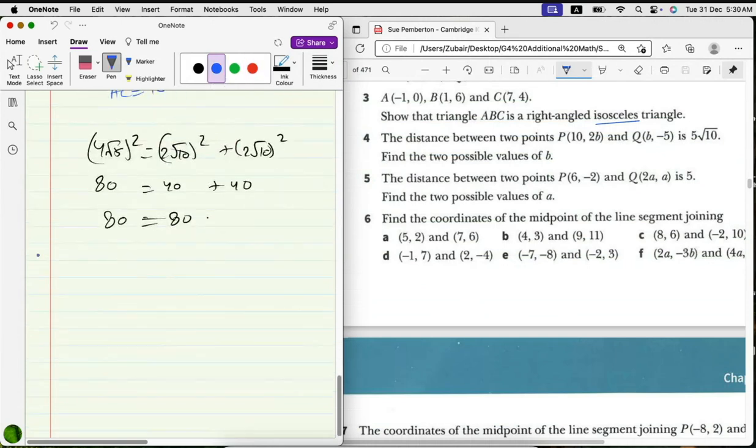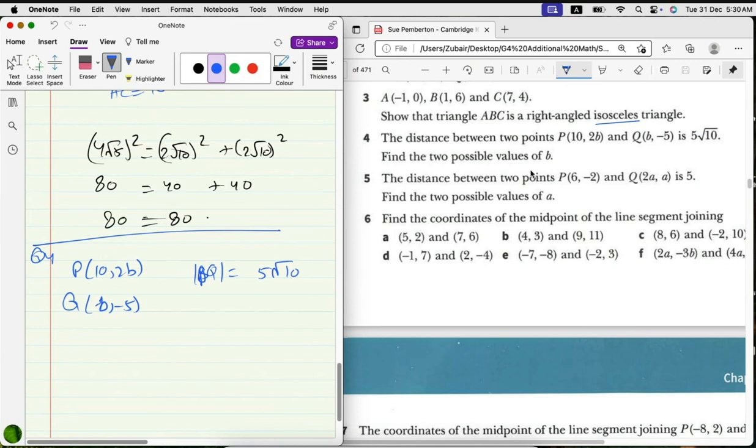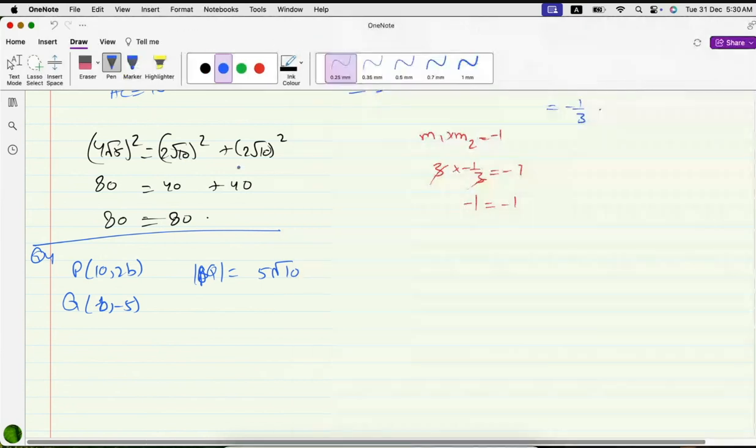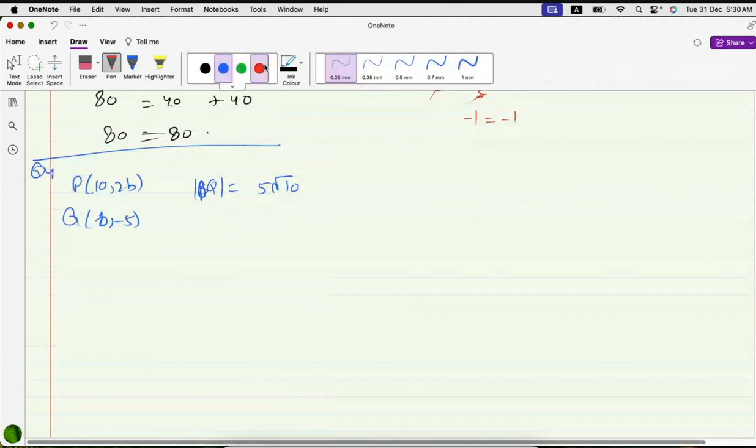Number 4. The distance between point P, which is 10, 2B, and point Q, which is B, minus 5. The distance PQ is equal to 5 square root 10. Find the two possible values of B. Distance is already given.